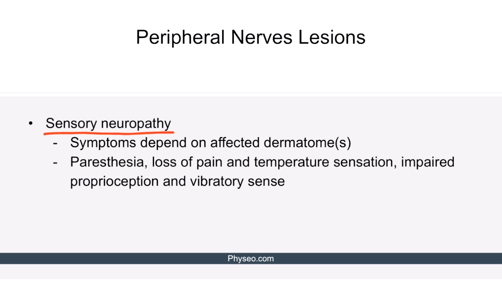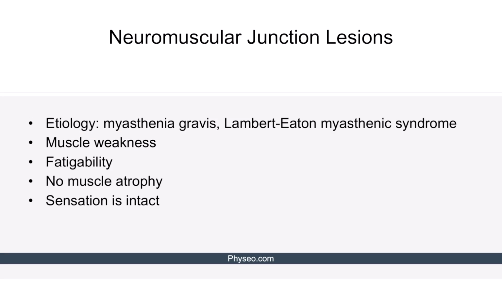In general, there is paresthesia, loss of pain and temperature sensation, as well as impaired proprioception and vibratory sensation. Let's move on to neuromuscular junction lesions. These can importantly be seen in myasthenia gravis and Lambert-Eaton myasthenic syndromes. Typically, in NMJ lesions, there is muscle weakness and fatigability. However, there is no muscle atrophy and sensation is intact.